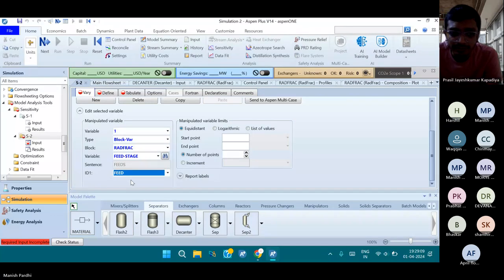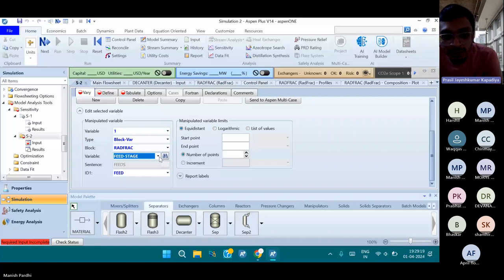Under which option? Mole RR, block variable. Okay, Mole RR, reflux ratio. Okay, go to M. I want to do this also, feed stage. Let's first do this reflux ratio part, then let's play with feed stage location.